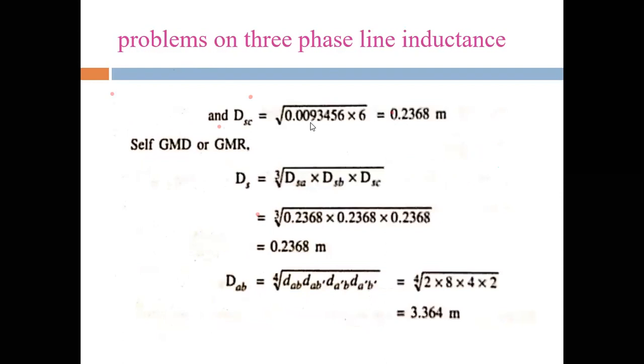DSC is equal to the square root of 0.093456 into 6, that is 0.2368 meters. Okay, next we calculate the self GMD or GMR, that is DS.